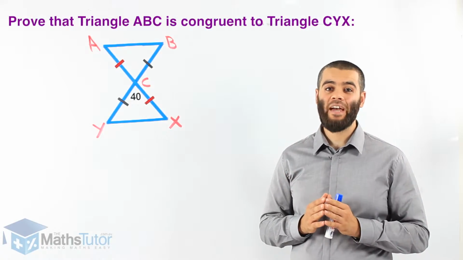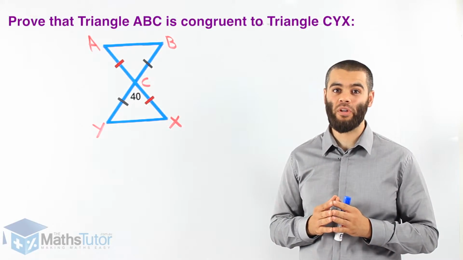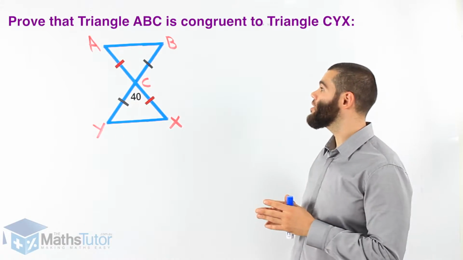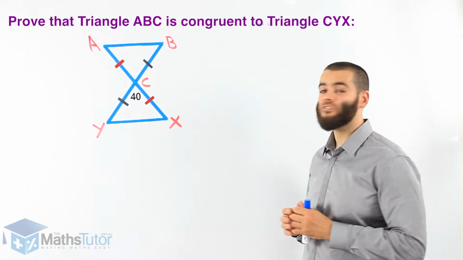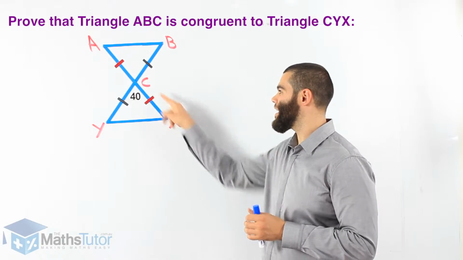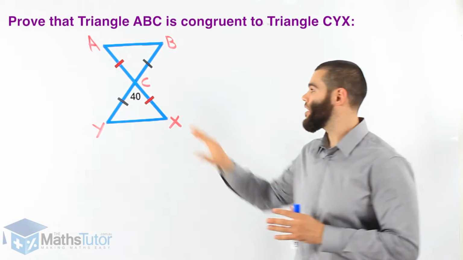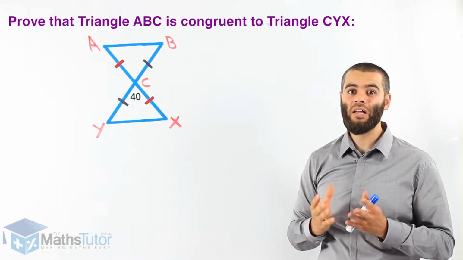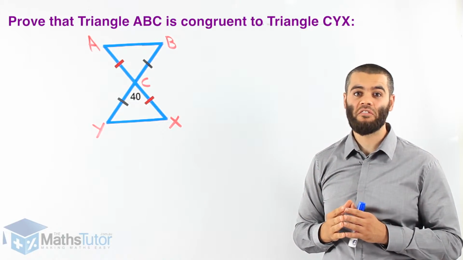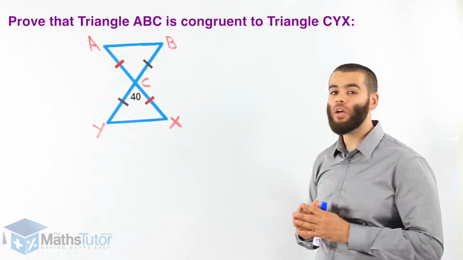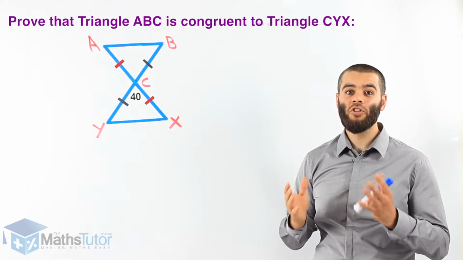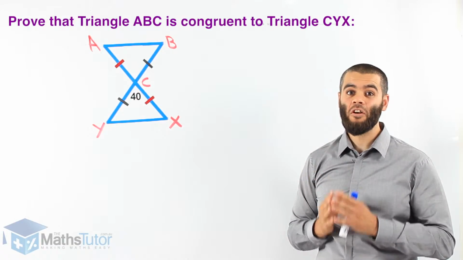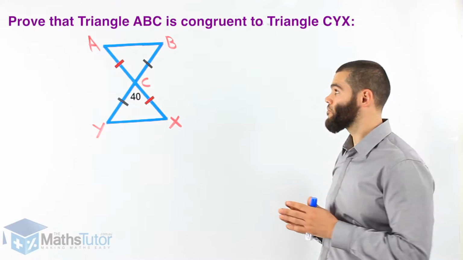Once again, we are now proving 2 triangles are congruent. We have this diagram and we are asked to prove that triangle ABC is congruent to triangle CYX. We're trying to prove that these 2 triangles are exactly the same size and shape. Well, we can use one of the 4 conditions. Which one are we going to use? Are we going to use RHS, SSS, SAS or AAS? Well, it depends on the information that we have.